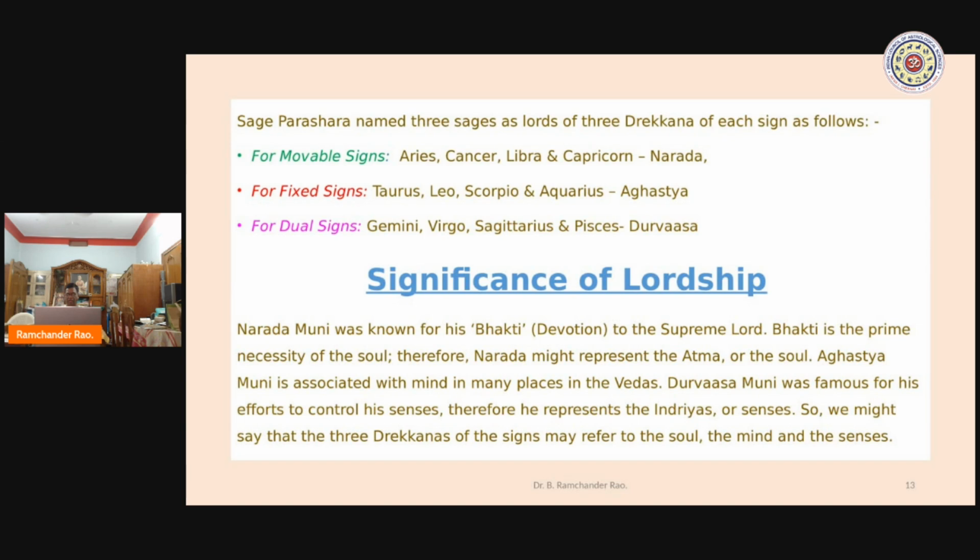Therefore, he represents the indriyas, or senses. So, we might say that the three drekkanas of the sign may refer to soul, mind and senses.